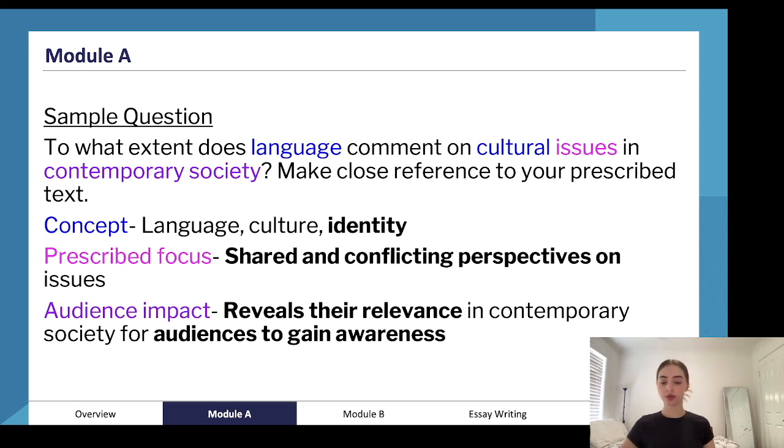So, as I said, to deepen it, let's say to respond to this, the concept was language and culture. Because culture relates to identity, I'm also going to bring in identity. The prescribed focus was the shared and conflicting perspectives on issues. I brought in other rubric terms. And the audience impact is that the composer is revealing their relevance in contemporary society for audiences to gain awareness. You can see how I'm fleshing out each of these. This is more band 4. This is more band 5 to 6. You need to provide your own commentary on these concepts, prescribed focus, and audience impacts. You need to deepen them. You need to relate to the rubric more strongly.